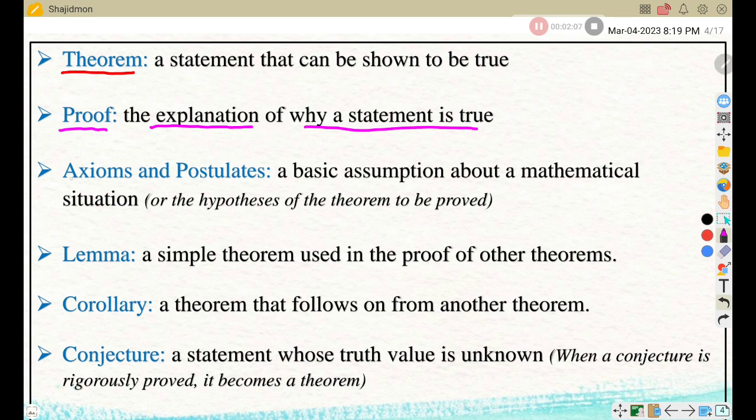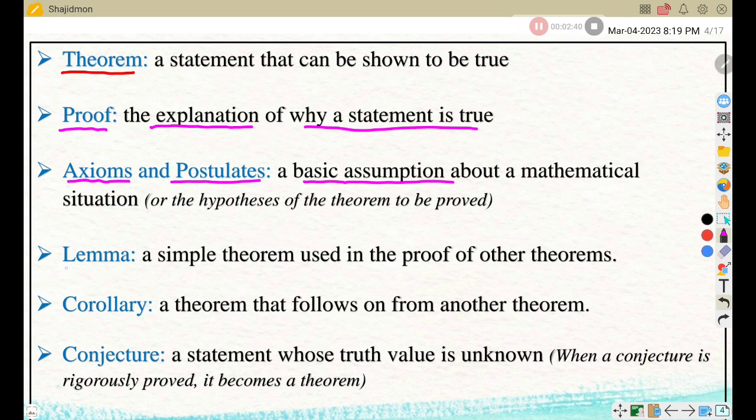The third one is axioms and postulates. Axioms mean basic assumptions about a mathematical situation, like the hypothesis of the theorem to be proved. So before starting a main theorem, we may have some basic assumptions about it. Those are what we call axioms, or the hypothesis of the theorem, in a simple way.